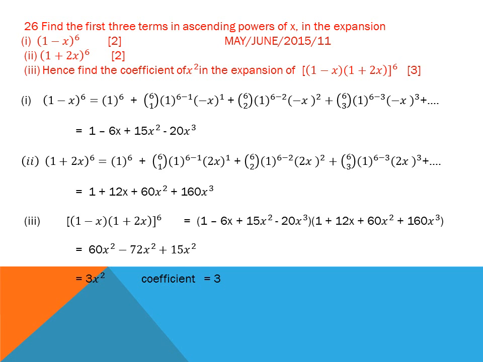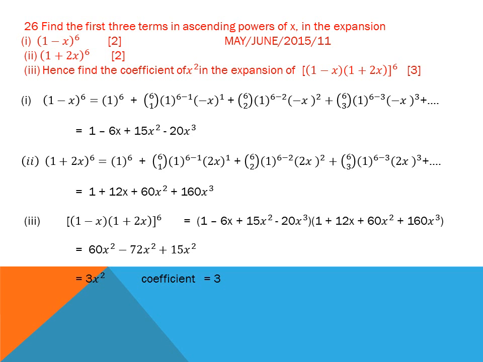Then in part 3, he is asking: hence find the coefficient of x square in the expansion of 1 minus x into 1 plus 2x. It means these two expansions are multiplied here. I apply all terms of 1 minus x and 1 plus 2x here, and only choose the term including x square here.